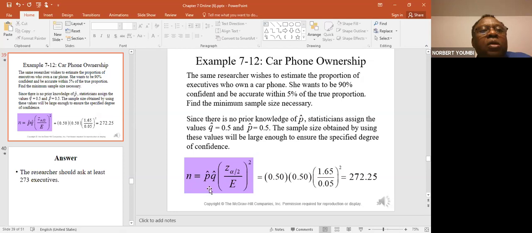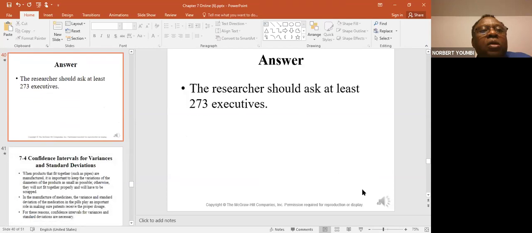So into this formula, we will take P and Q to be both 0.5, which we replace into the formula. For a 90% confidence level, Z alpha over 2 is 1.65, E is 0.05, and we get 272.25, that we round up to 273.